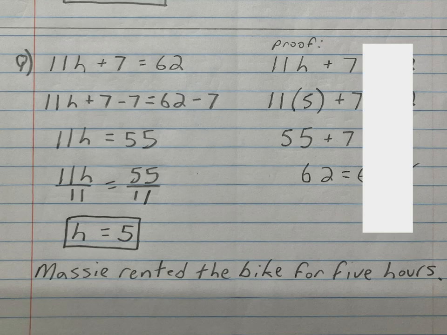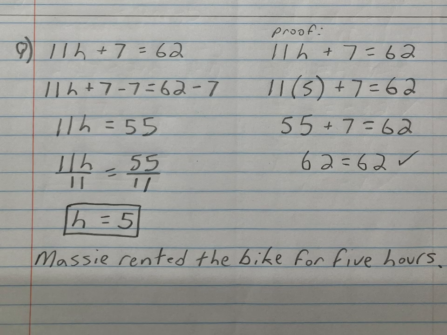So we're just going to check it. 11 times 5 is 55, plus 7, 55 plus 7, 62. And now when we check, we see that it indeed does: 62 equals 62, and give it a check. So we did it correctly.